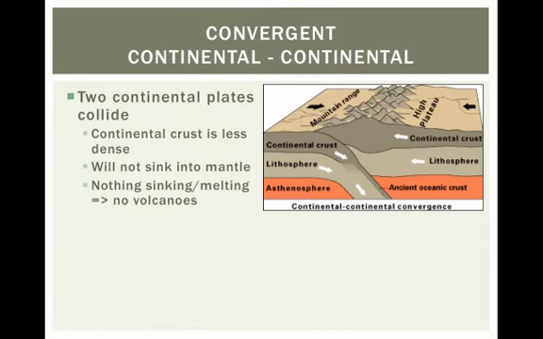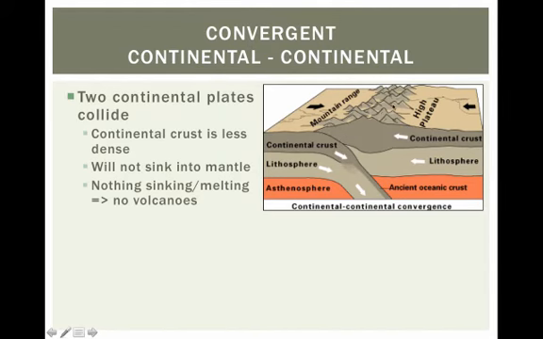Finally, we have continental. Now with continental, usually if there is a less dense crust, that one's going to be pushed under. However, both of them are very light crusts, so neither one of them really wants to sink down into the mantle. So one might be pushed down a little bit, but mostly they're just going to crumple up. Kind of like if two cars were to crash into one another, they're just going to crumple. One's not necessarily going to go under the other.